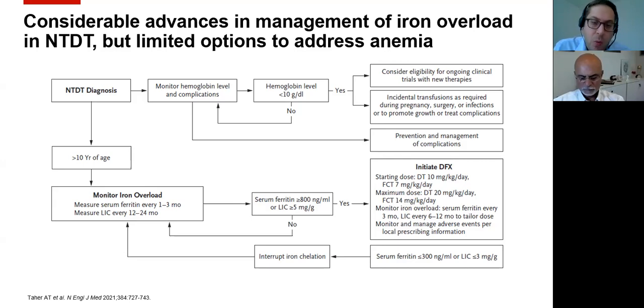But when it comes to anemia, we don't currently have any approved therapies for the management of anemia in NTDT. And what we're currently saying is that most of these patients should be considered for clinical trials evaluating novel therapies, for patients with a certain hemoglobin level, usually less than 10. Otherwise, transfusions are what's left to use. And I will go over the evidence we have in terms of using transfusion therapy in an NTDT patient population.